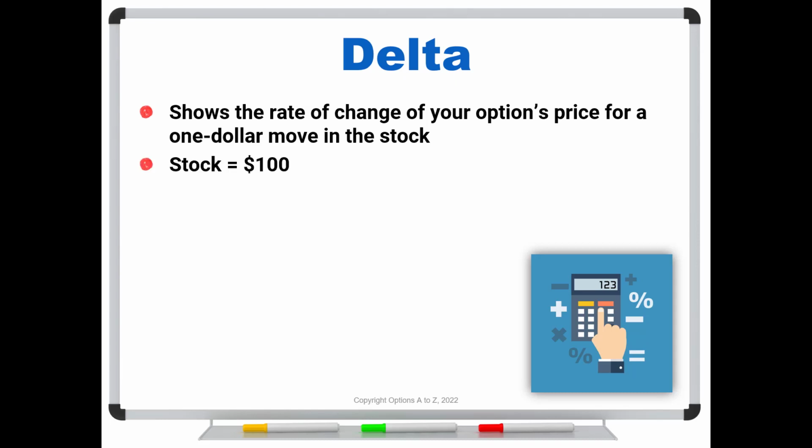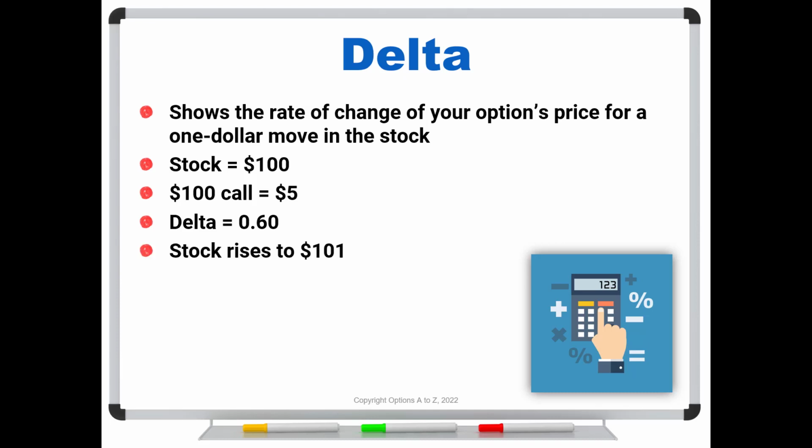So for instance, let's say that the stock is trading for 100 and you've got the $100 call trading for 5. You look at your broker's platform and it says that it has a delta of 0.6. What this means, one interpretation, is that your option's price is going to pick up 60% of that next dollar change in the stock's price. So if the stock rises to 101, it's picked up $1, your option is not going to go from 5 to 6. It's only going to pick up 60% of that dollar move and move to a price of about $5.60.